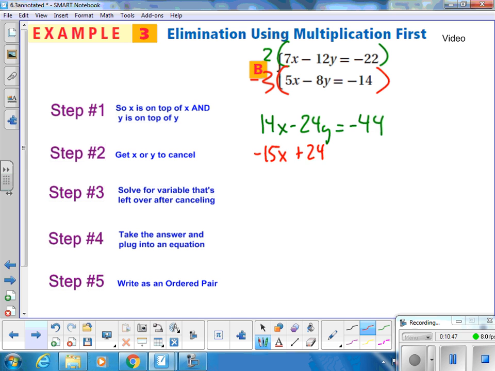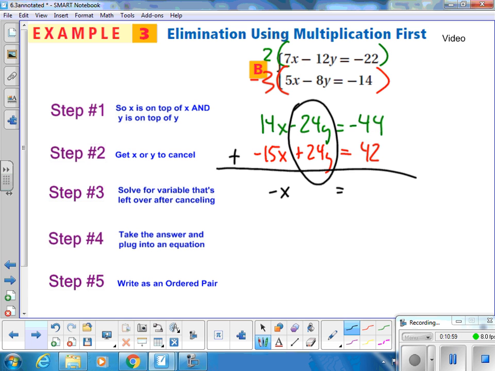Plus 24y, and that's what I wanted. I'm looking for some positive y's and negative y's that cancel each other. And here's where it happens. Some nice canceling. I'm left with negative x equals negative 2. I'm going to multiply both sides by negative 1, and I should end up with x equals 2.